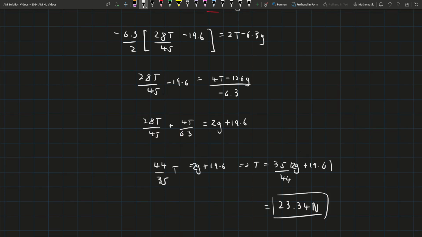And then when you put that into your calculator, what you actually get is 35 over 44 times (2 times 9.8 plus 19.6). You get about, as your actual answer, 31.18 newtons. So sorry about that. That should be the correct answer now.